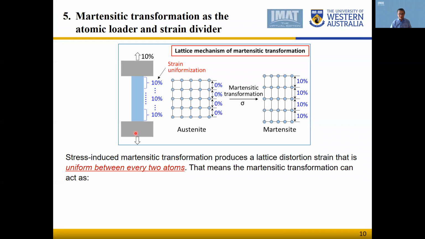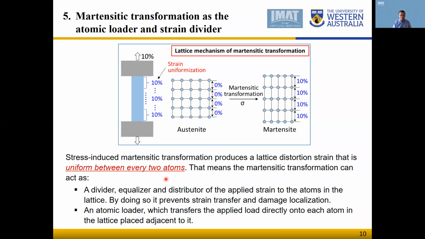We know that for stress-induced martensite transformation, when we apply a global strain, that strain will be divided equally and distributed uniformly within the lattice. So in that sense, the martensite transformation can be used as a divider, an equalizer, and a distributor of the applied strain to the atoms in the lattice. By doing so, it prevents strain transfer and damage localization, because every part has an equal and limited share of strain. You can't go beyond 10%.